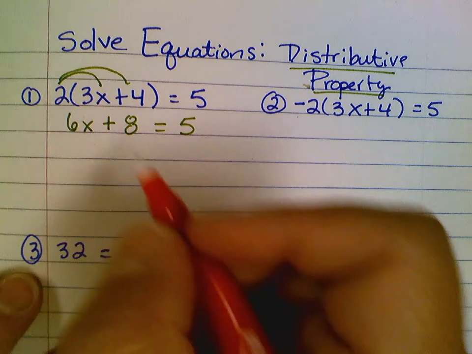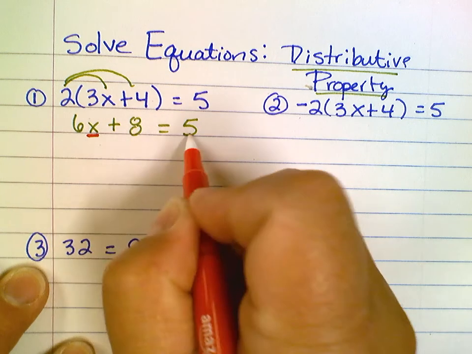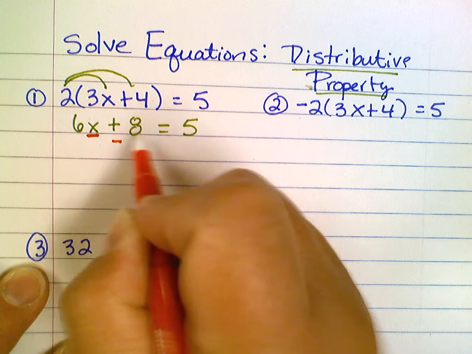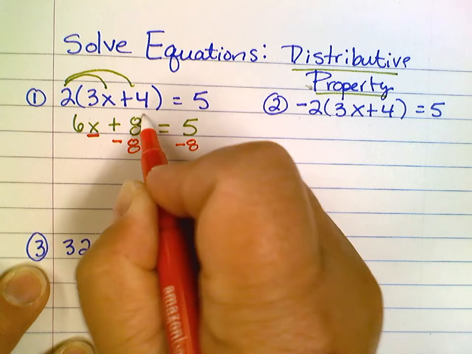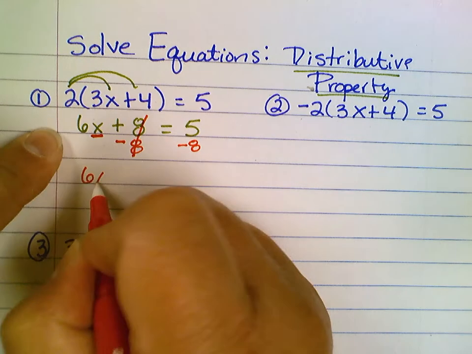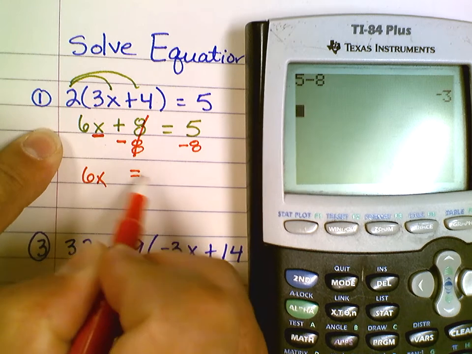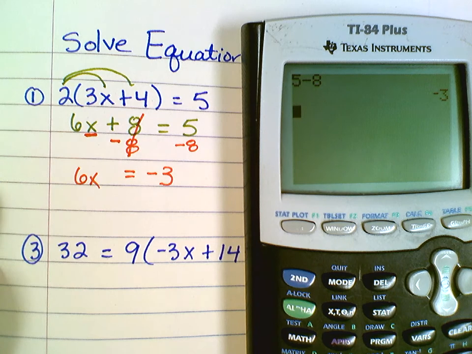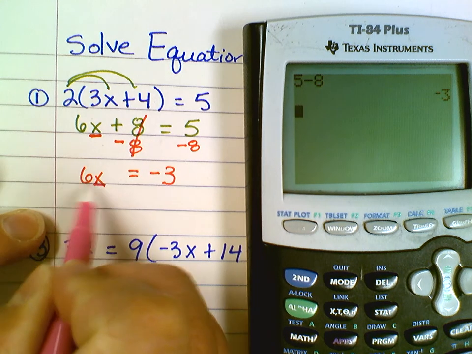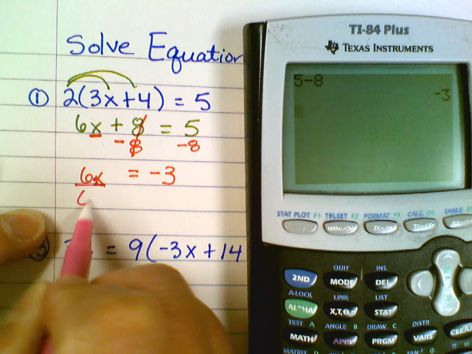The next step then, we have to undo addition or subtraction. Here's my x, so I'm going to take this and move it to the opposite side of the x, which is to the right. Addition changes to subtraction. So I have 6x, and then I have 5 minus 8, which is negative 3. And then here's my x. I have a 6 beside the x. That means multiply. So to undo multiplication, I will divide.